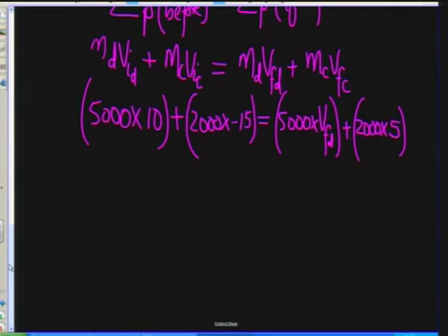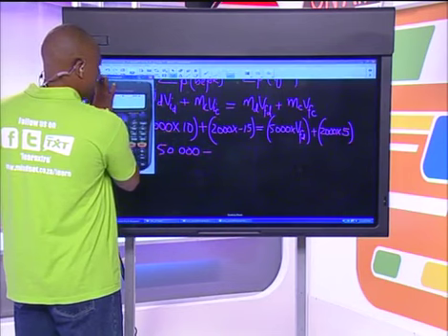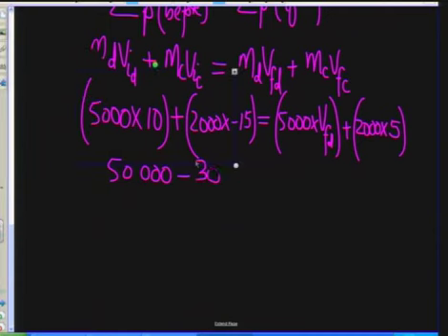This works out to 50,000. Oh, where's my calculator? There it is. Okay, so 2,000 times 15, but it's minus 15 here, so this is minus 30,000. Minus 30,000. This should be equal to 5,000 V final delivery van plus 2,000 times 5, that's 10,000.